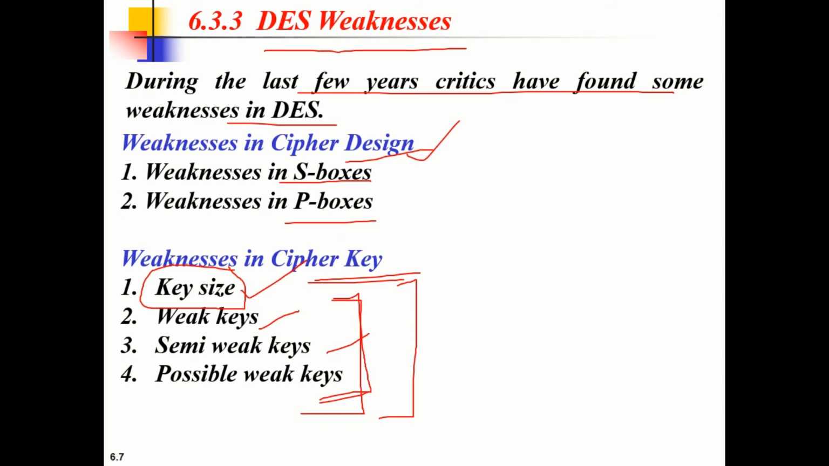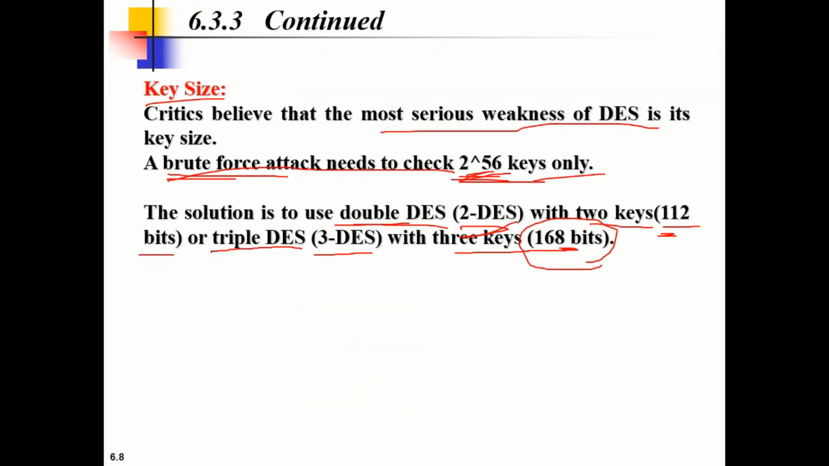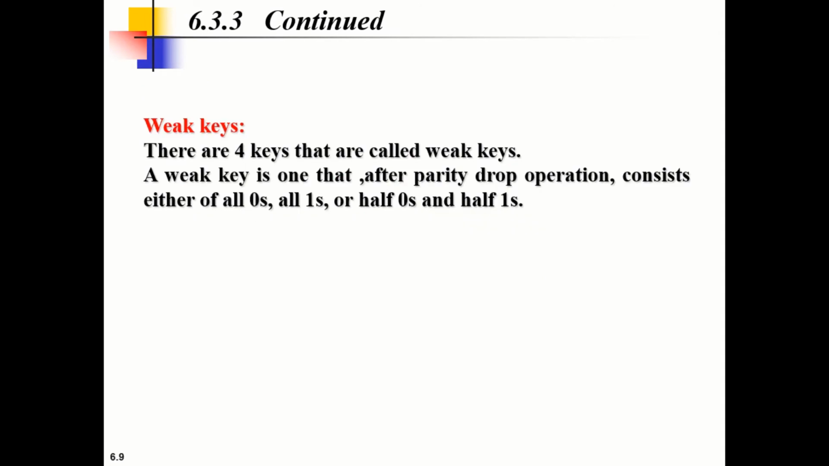So we will be discussing these key types which we can encounter while making use of DES for encrypting any message. We'll be discussing what these keys are and how they affect the whole encryption process. So first is weak keys. We have these four keys which are called weak keys. And when do we call a key a weak key?